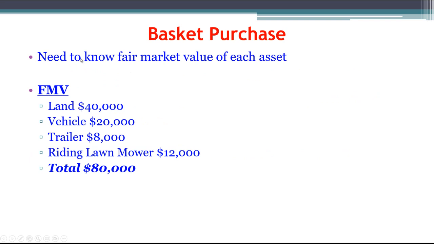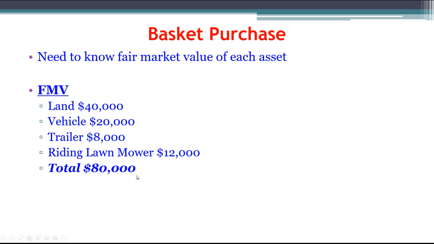So we need to know the fair market value of each asset. Now again, this assumes we can get an appraisal or have some way of getting a relative fair market value. So let's say we found out that the land was $40,000, the vehicle was $20,000, the trailer was $8,000, and the riding lawnmower was $12,000. So the total fair market value of all 4 of those assets would be $80,000.